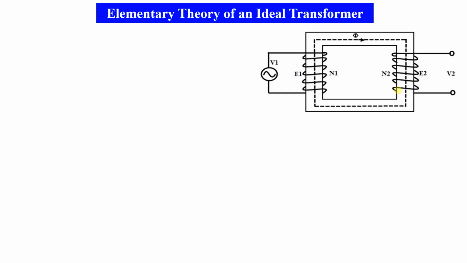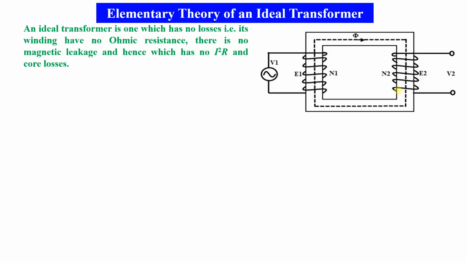This figure shows an ideal transformer in which we have the applied voltage V1, the induced EMF E1, the number of turns on the primary side N1, this is the flux produced phi, N2 is the number of turns on the secondary side, E2 is the induced voltage, and V2 is the voltage on the secondary side.